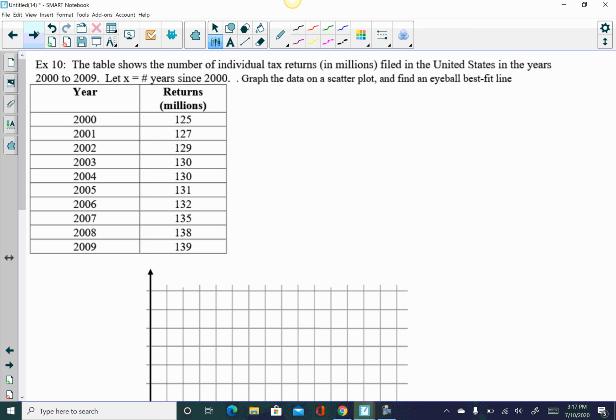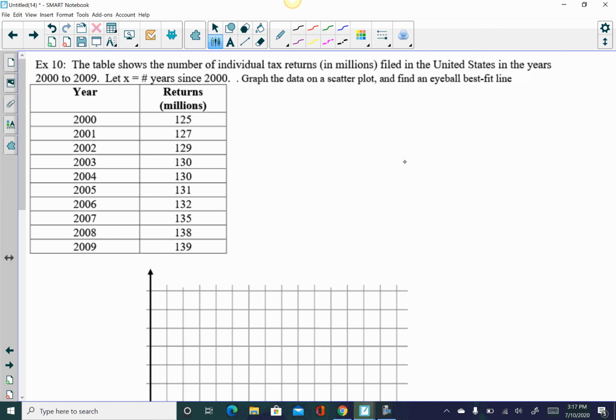Like I said, all 3 of these last problems are the exact same type. They're just different because this is some of the harder material, so I want to give you a lot of practice with it. Here in example 10, the table shows the number of individual tax returns in millions filed in the U.S. in the years from 2000 to 2009, and we're going to let x equal the number of years since 2000. They want us to graph this data on the scatter plot and then put in what's referred to as an eyeball line of best fit.